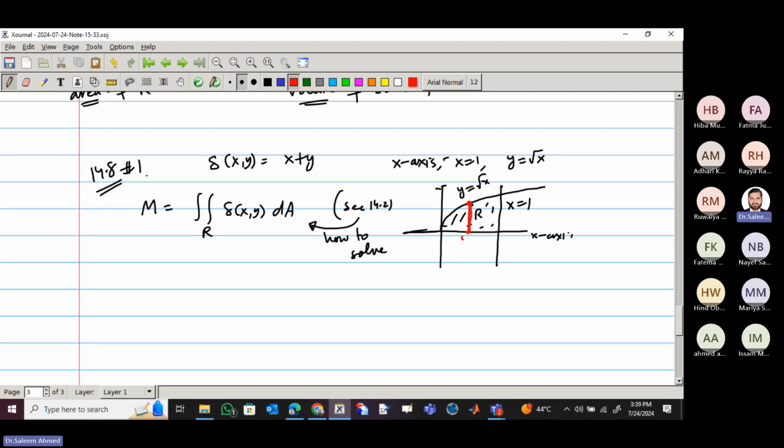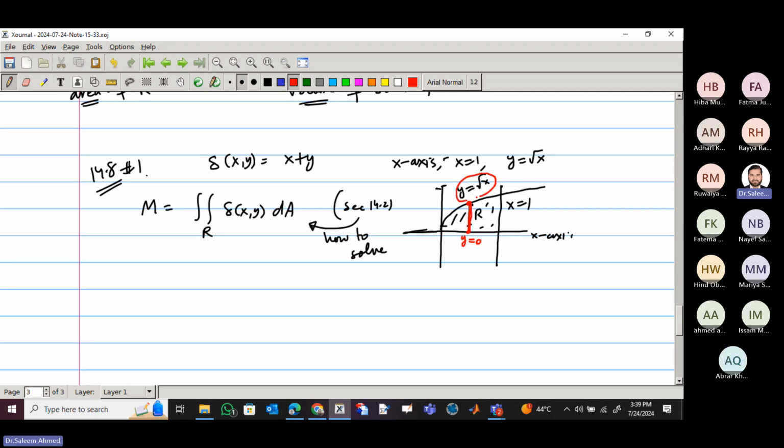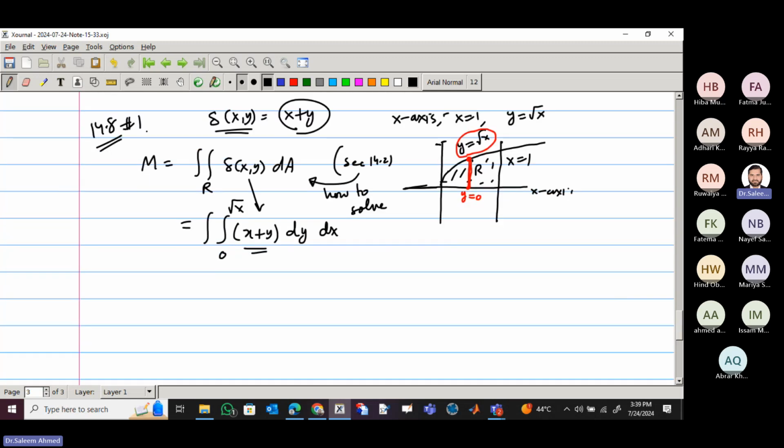Now what is this limit? This is the x-axis, which is y equal to 0, and the top curve is this one. These are the limits for y. So if I write delta xy is x plus y, dy dx. Now the limits of y are from 0 to square root of x. You see, what is delta? Delta is x plus y, so I replace the value. Now my limits of x start from 0, and to the right side this limit is 1. So my x goes from 0 to 1.